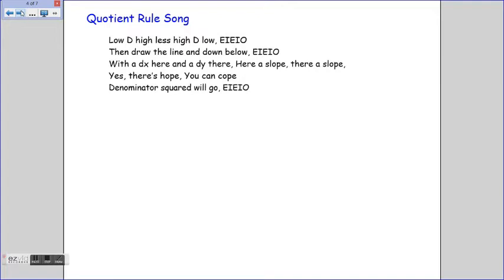Your teacher is not going to be singing this to you, but I will just say the words. This is supposed to be sung to the tune of Old MacDonald, so maybe you can do that yourself. I'm simply just going to read it.